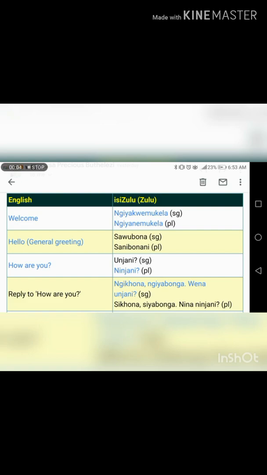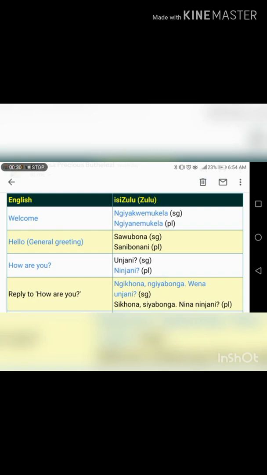Okay, so here's some Zulu words for you to learn. I'm going to read an English word and then a singular and a plural of the same word and how you use it in a sentence. I'm not going to read all of the words, just the basic ones that I feel you are going to need.